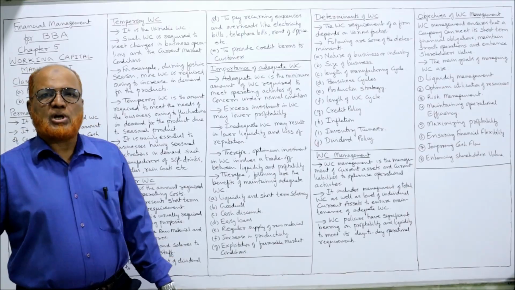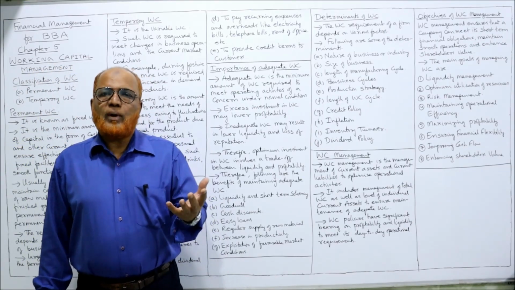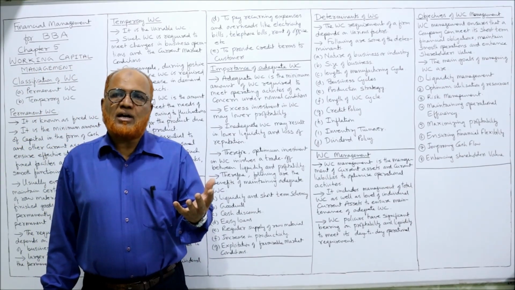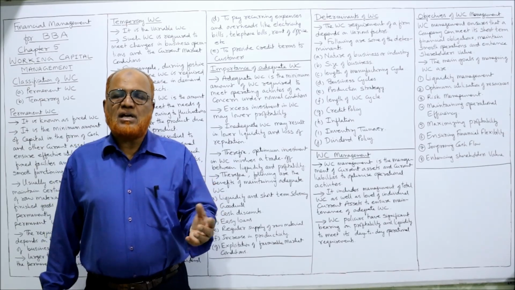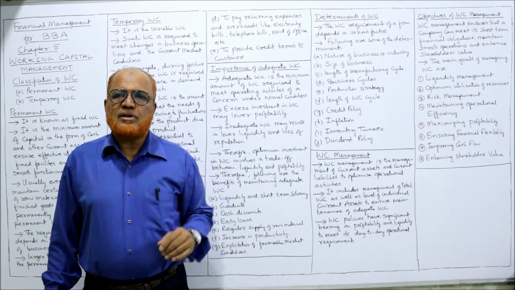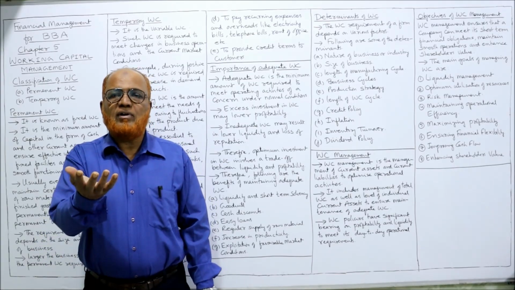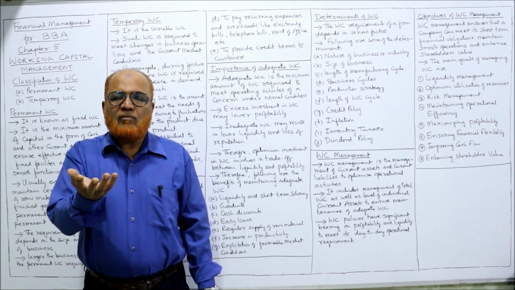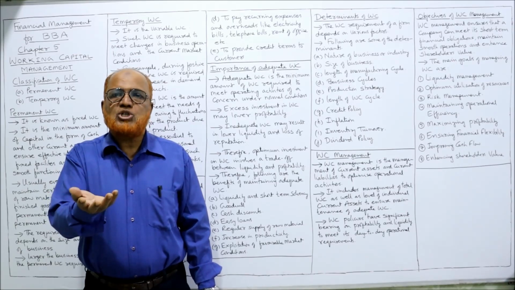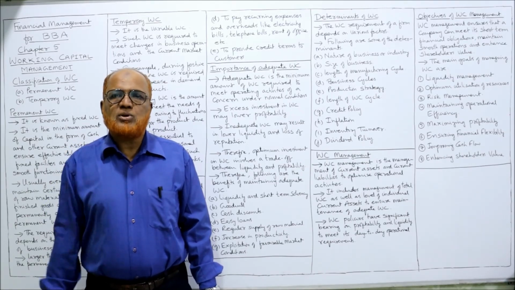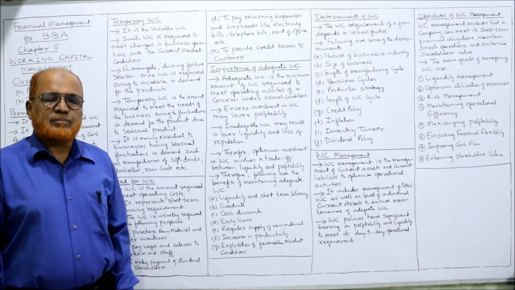Next one is cash discount. If we have adequate working capital, we can avail cash discount. The supplier will say, if you pay immediately, we'll give you 10% cash discount. So we can avail cash discount only when we have working capital. If we don't have working capital, we cannot avail the cash discount. We are losing the opportunities. That's why working capital is needed.